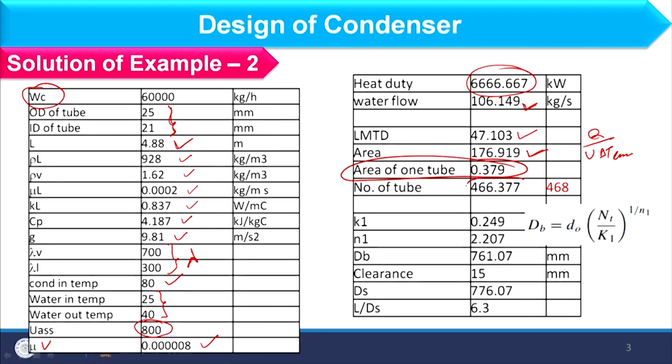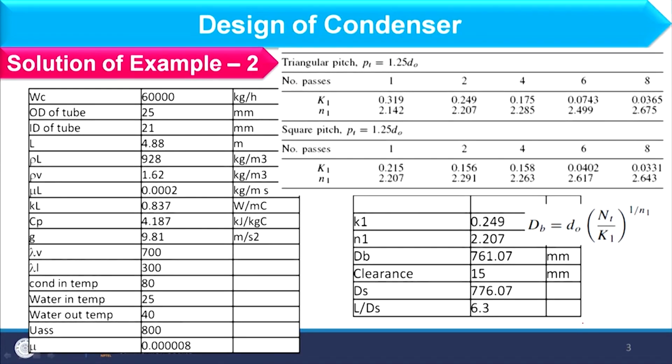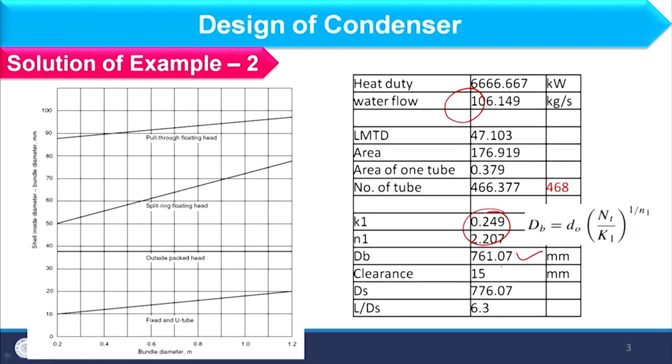So, number of tubes you can obtain as 466.377 and even value of it should be 468. Considering this number of tubes, we can find out bundle diameter, and that should be corresponding to triangular pitch and 2 passes. So, value you can obtain like this and bundle dia you can find like this. Okay. And after that we need to find out shell dia, and for that we should find the clearance. Okay. So, clearance should be corresponding to 761 and fixed tube sheet is given.